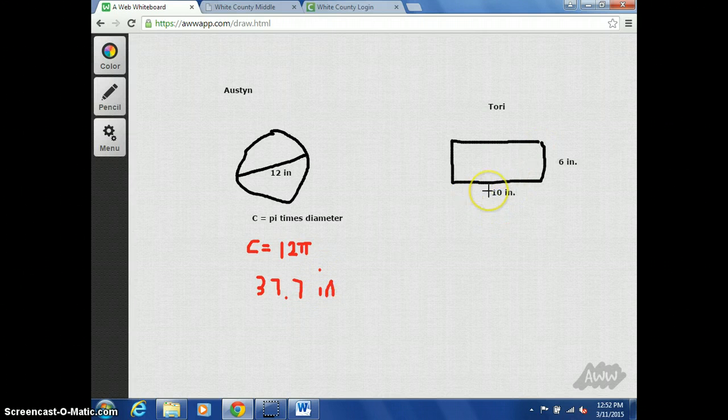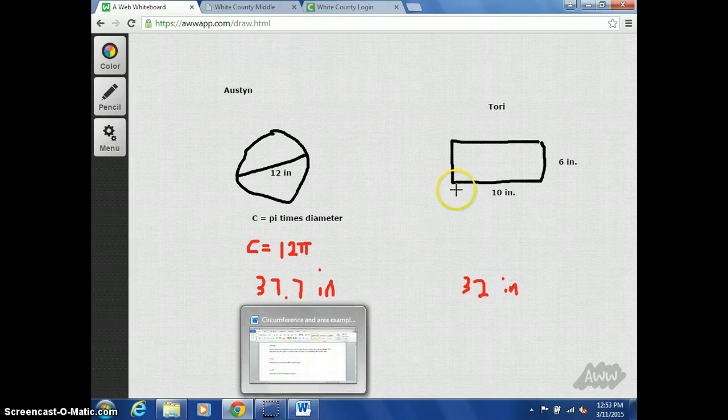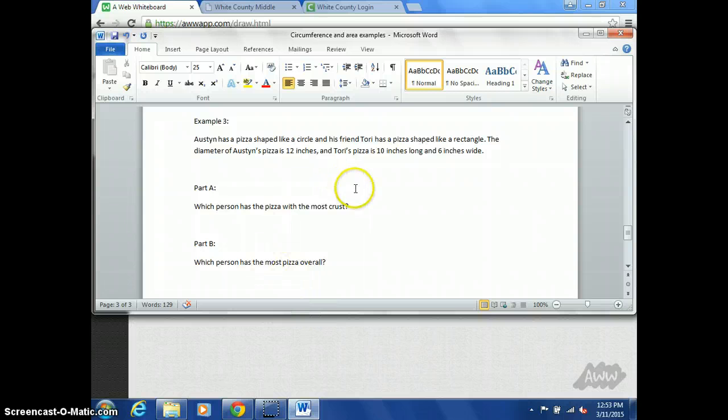All right, and on this one, what do we call it? We don't call it circumference on a rectangle. What do we call it? Perimeter. We just add all the sides. So 10 plus 10 is 20, plus 6 is 26, plus 6 more is 32. So which pizza seems to have the most crust? The circle, so Austin's pizza. When it says which person has the most crust, we're going to say Austin. Sorry, there's a delay to my typing here. Austin has the most crust. Any questions about that? No.